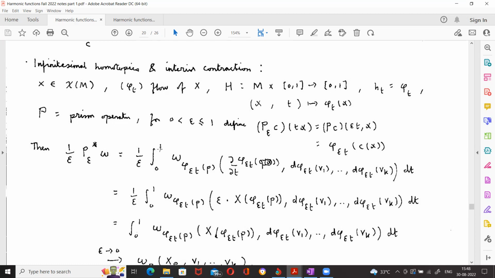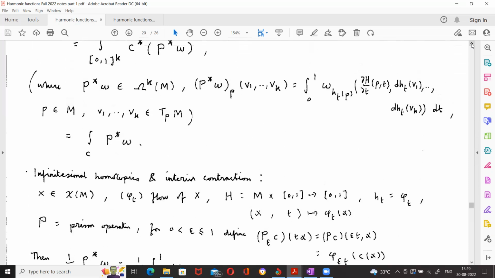It will be an integral from 0 to 1 of omega at the point in the homotopy, that's phi epsilon t of p. And then I have in the first slot the time derivative, so del del t of phi epsilon t of p. And then d phi epsilon t applied to V1 up to d phi epsilon t applied to Vk. Yes, this is my corresponding operator P epsilon star. I'm just using this formula here.